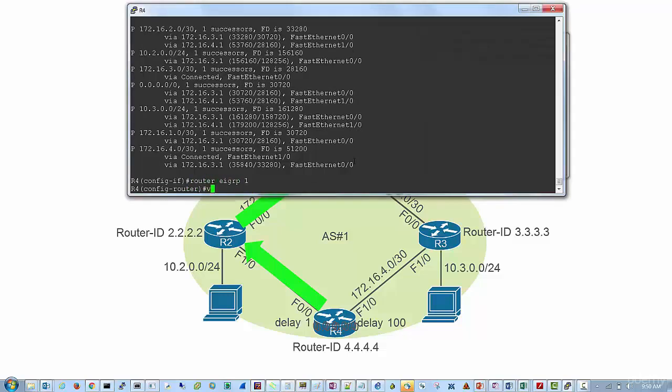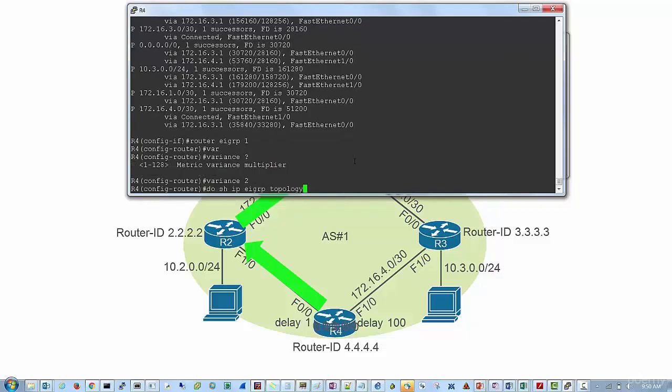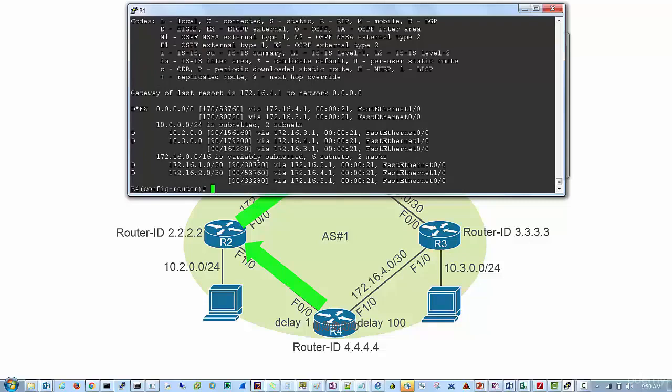So you just say variance and then a value between 1 and 128. We'll say 2. And look at that. We now have 2 successors because, like we just explained, the feasible distance times the variance is more than this path. So I bet you we have 2 routes in the routing table again for the default route. And we do, even though they're unequal cost.